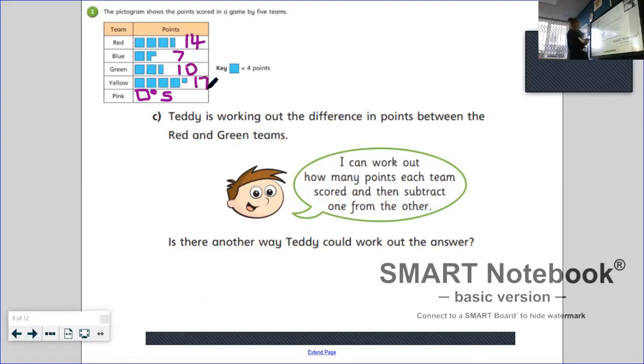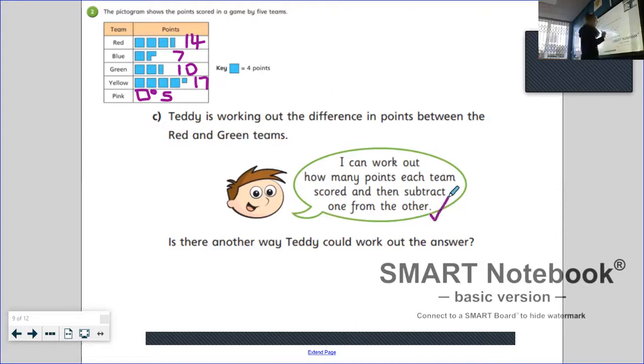Teddy is working out the difference in points between the red and green teams. I can work out how many points each team scored and then subtract one from the other. Is there another way Teddy could work out the answer? So, have a really good think. Pause the video, have a think. How else could he work out the answer? This is a way we've been learning this week.